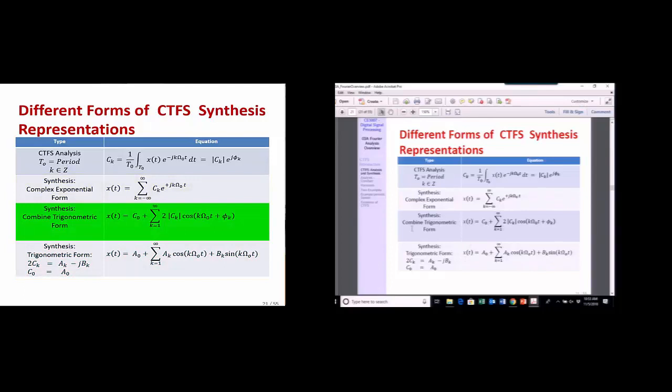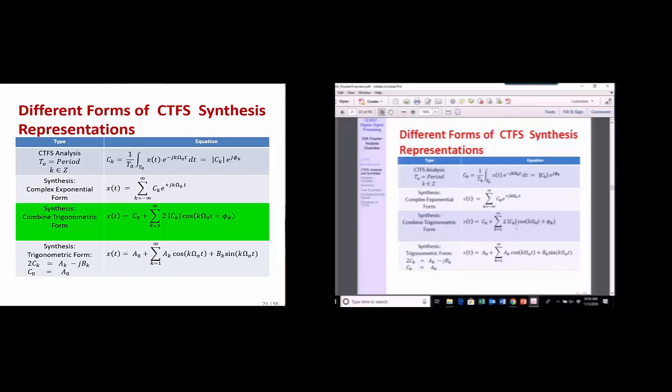In the third row, this is the combined trigonometric form representation of x of t. It shows you that x of t can be formed, instead of the complex exponential equation, as this equation: c 0 plus 2 times the magnitude of c k as cosine waveforms of k omega naught frequency plus a phase shift.